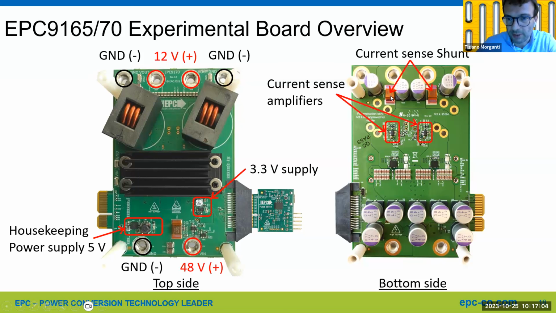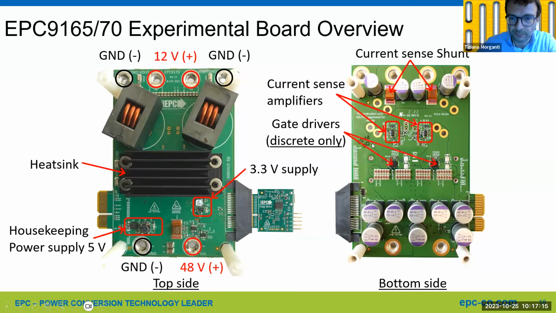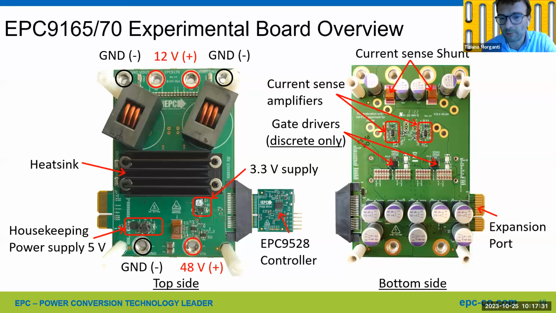Current sense amplifiers, those are the current shunts for measuring the output current. Output current is up to 70 amps per phase. This is the heatsink and the gate drivers. The controller is this external board, the EPC9528. We are using it on several of our demo boards. And the expansion port to connect two cascaded EPC9165 or 70 boards to be able to implement a 4 kilowatt converter.